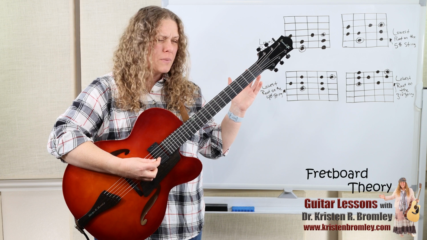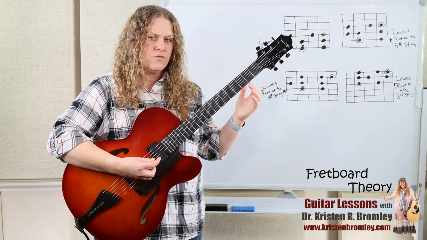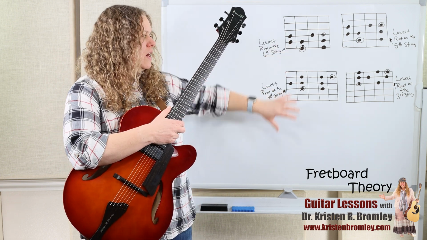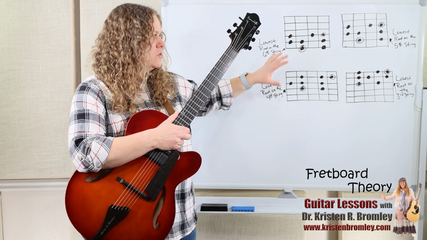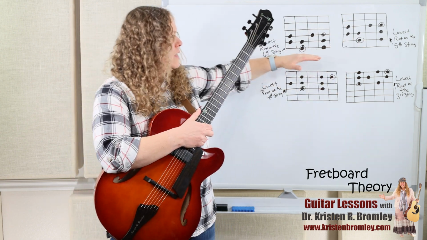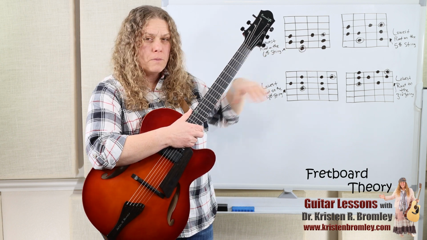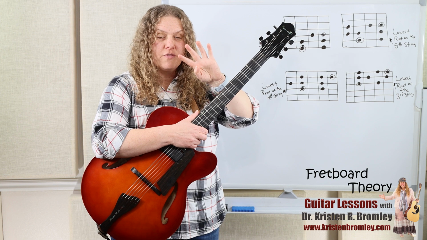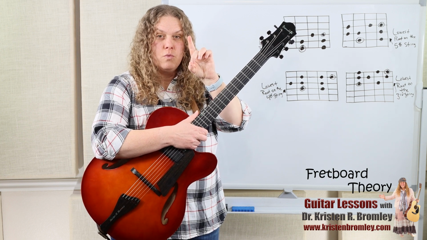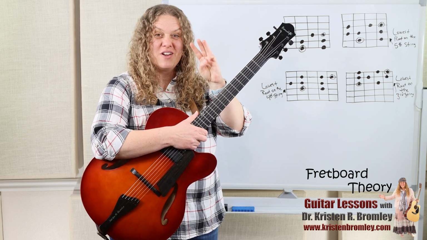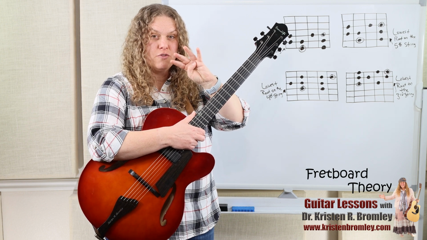So I'm going to go ahead and start us off with this form. Up here on the board, I've got it drawn. There's a lot of stuff here, so you just kind of want to block out and look right here where the lowest root is on the 6th string. So what we're going to do is assign numbers to our fingers. Index is finger 1, middle is finger 2, ring is finger 3, and pinky is finger 4.